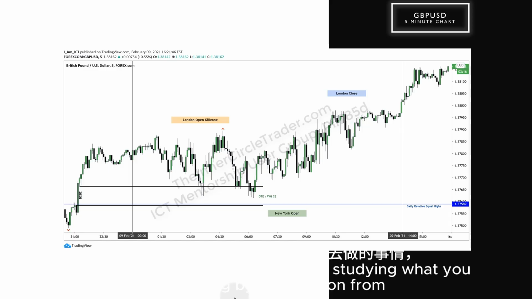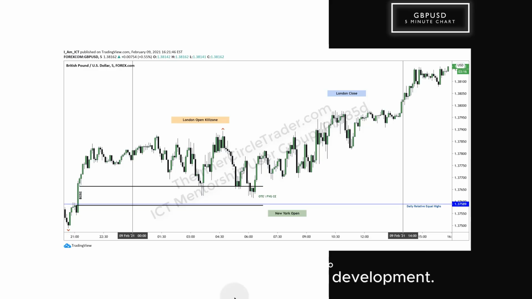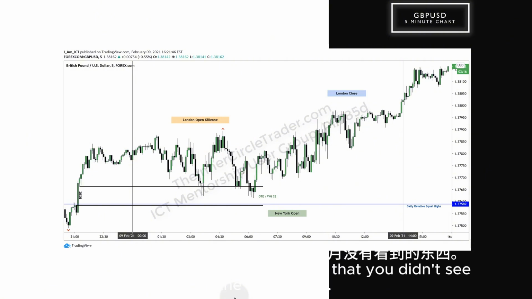But what you're going to be doing is studying what you were doing by comparison from month 1 to month 2. And then what you start doing in month 3 versus month 1 and month 2. And you will be able to see the development. You'll see things more in your charts that you didn't see in the first month. And that's how you measure progress.